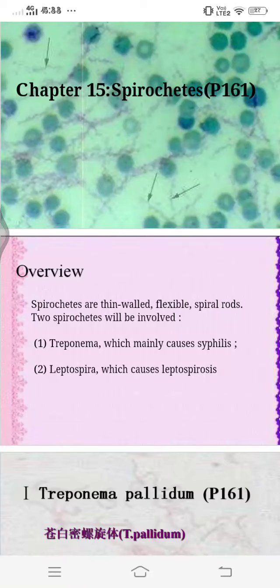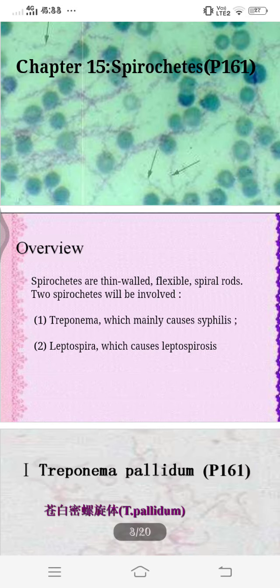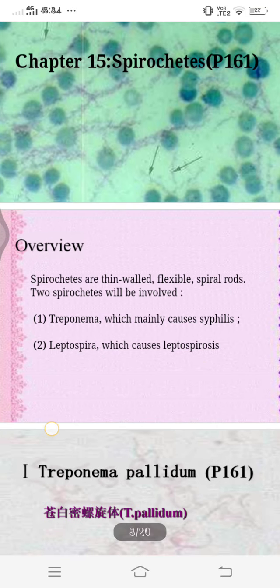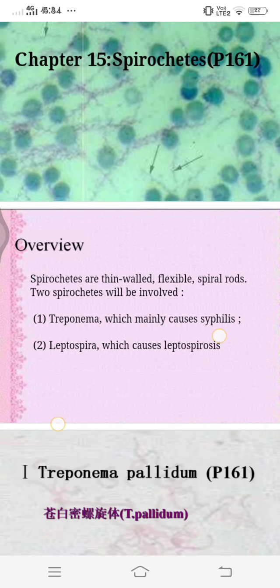So what are spirochetes? They are spiral, motile, flexible bacteria with endoflagella. So they are motile. Let us understand their taxonomic classification. They belong to the order Spirochaetales, family Spirochaetaceae and also Leptospiraceae. You can see Leptospira causes leptospirosis and Treponema causes syphilis.